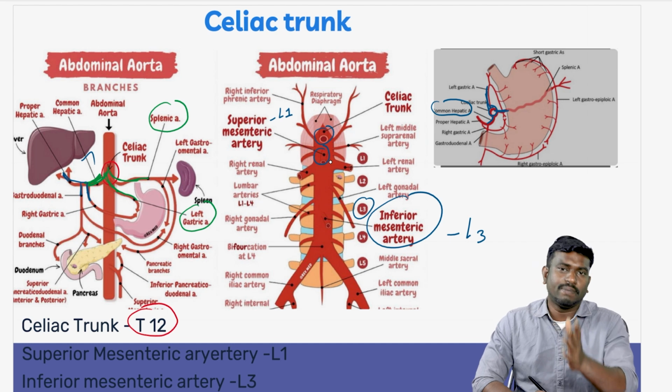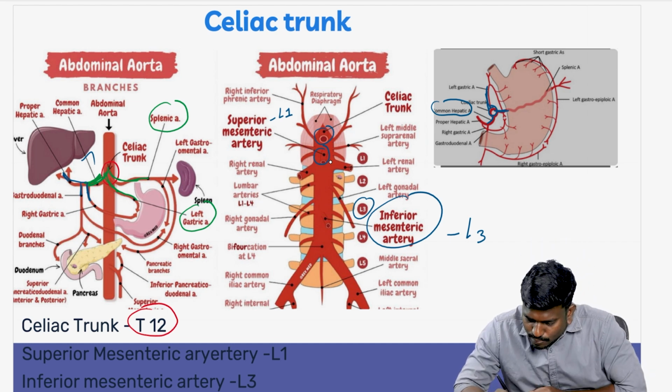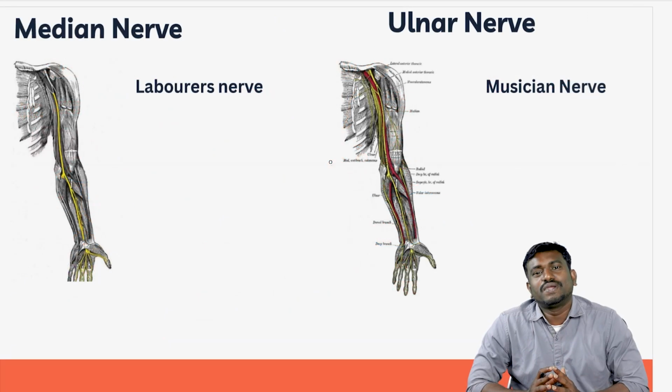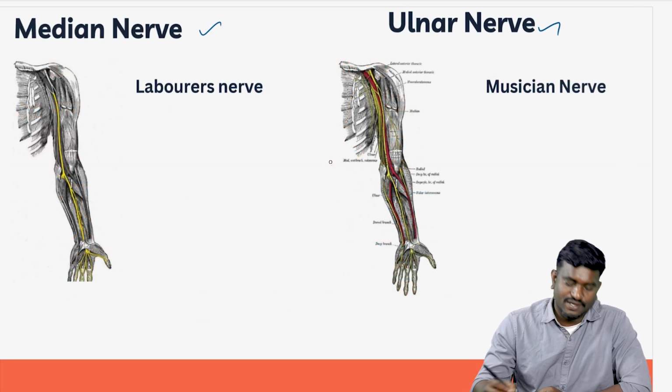Now, the common hepatic artery further divides into three branches, which are going to be what? Proper hepatic artery, right gastric artery, and then we have the gastroduodenal artery. That's it. Let's try to quickly revise the very important nerves, which are going to be median nerve and the ulnar nerve. Look at the image here.